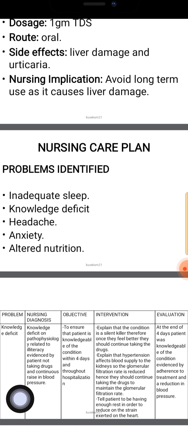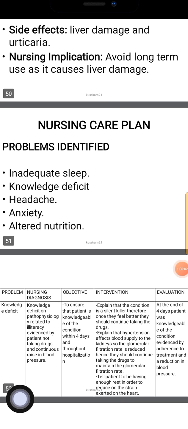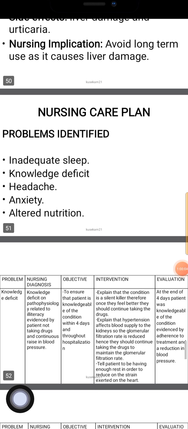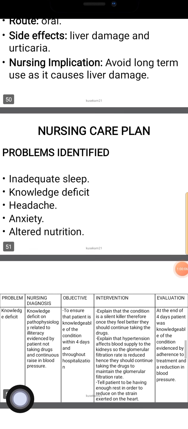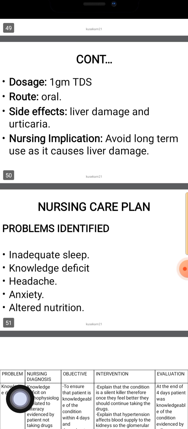Next implication: avoid long-term use as it causes liver damage. Paracetamol is very dangerous because it can damage the liver. So avoid it, even those who have the tendency of taking paracetamol for no reason, please stop. It can damage the liver.